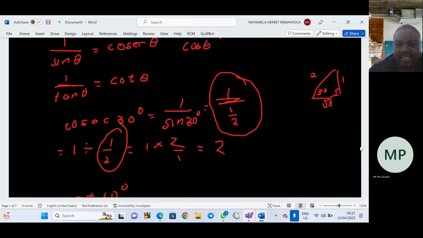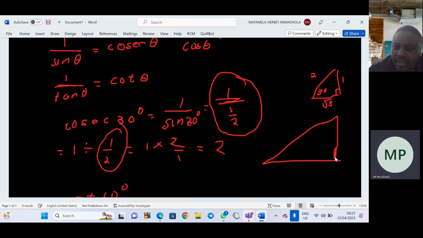According to the special angles, you write 30, and you know that the special angle for 30 is 1, 2 and square root of 3. You must always remember it. What is sine 30? Sine 30 is opposite over hypotenuse, which is 1 over 2. So it's 1 over 1 over 2.